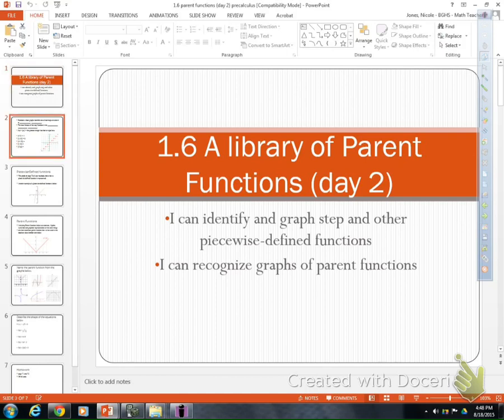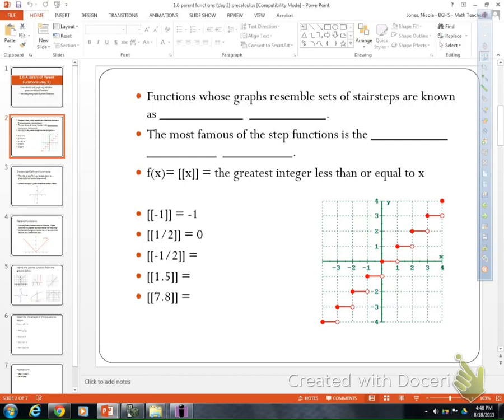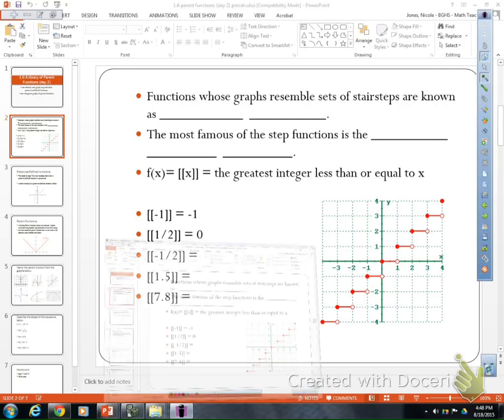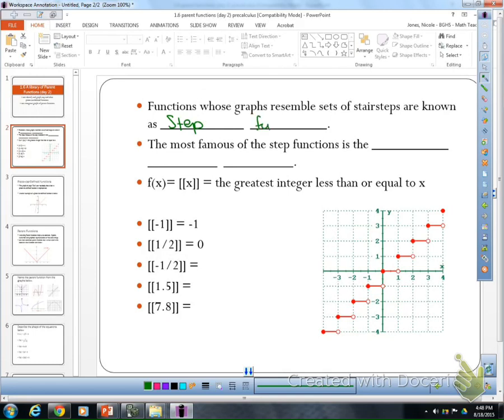Okay, here's a function we don't often see. A function whose graph resembles sets of stairs is known as a step function. The most famous of the step functions is the greatest integer value function, which looks like this and has two sets of brackets around it.